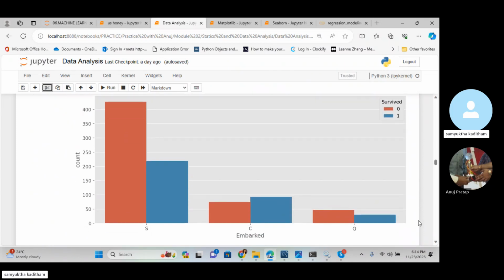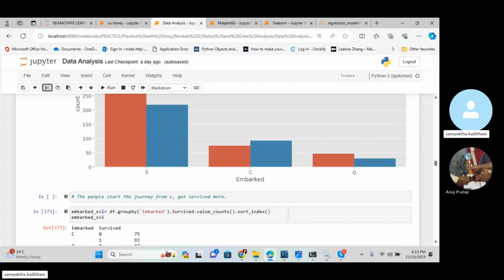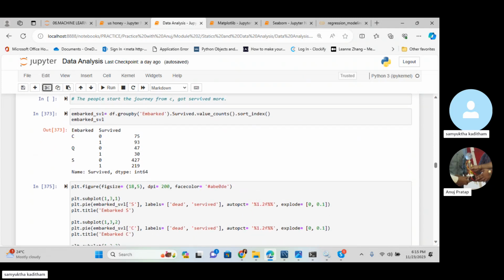So in the seaport, the survival rate is higher. The people who started their journey from the seaport have a survival rate that is more compared to the other ones. So the people who started the journey from the seaport survived more. That's the conclusion.